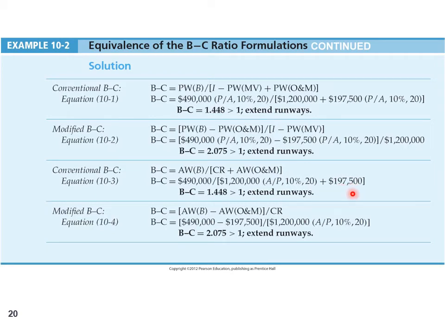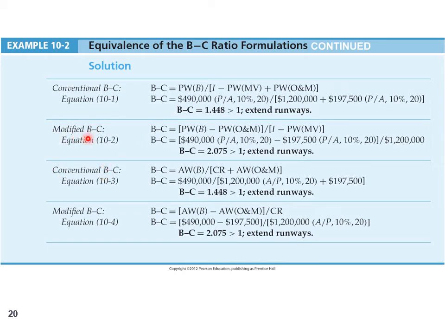It's 0. And as you can see, the BC ratio is 1.448, exactly the same. So if you use present worth, conventional present worth or annual worth, the ratio will be the same. If this is not present worth or annual worth, but the future worth, again you will find the same ratio. Okay, but I'm talking about if you are using conventional.